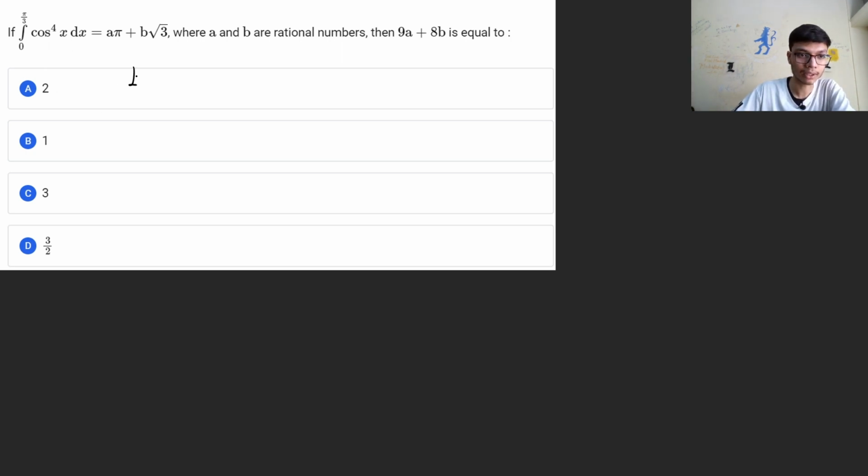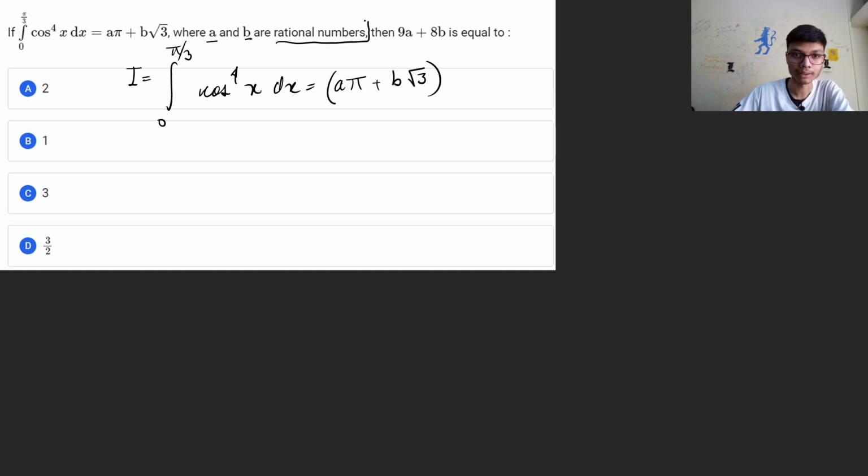So let me write the integral. It is given from the limit 0 to pi by 3, and the integrand is cos to the power 4 x dx, and it is given that this particular integral value is equal to a times pi plus b times root 3. Now we have to look for the unknowns, that is a and b, in this problem. It is said that a and b are basically rational numbers.